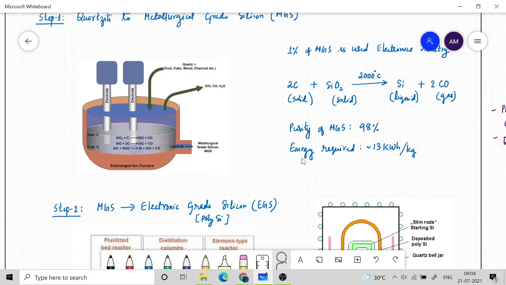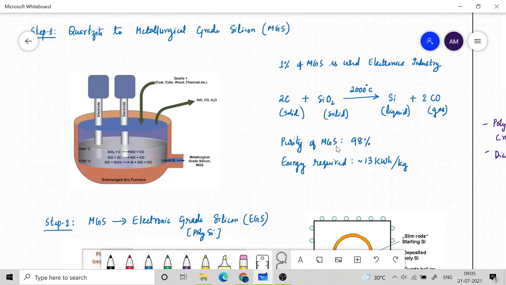The purity of this metallurgical grade silicon is only 98%. So there are lots of impurities inside it, and it is a really energy consuming process. Here I have put the number: roughly 13 kilowatt hour is required to produce 1 kilogram of metallurgical silicon.